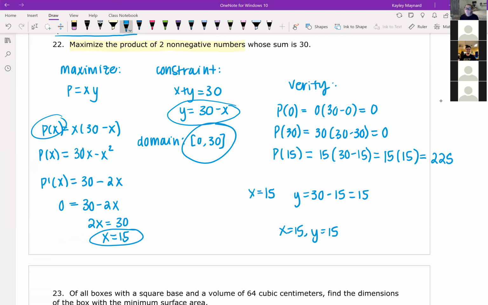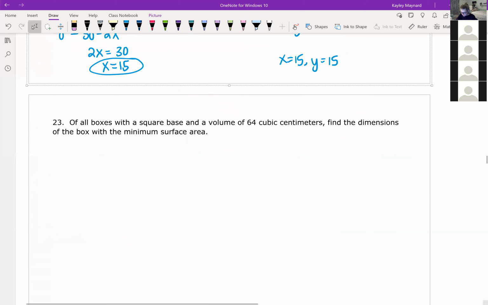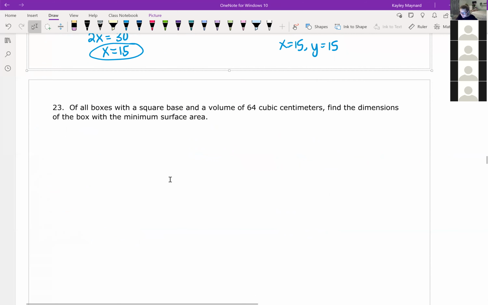Any questions on number 22? Okay, I'm going to go on to 23 then, because I think that was the next question. Okay, wow, I think almost every single optimization problem was asked. 22, 23. Oh no, 24. Okay. All right, 23.